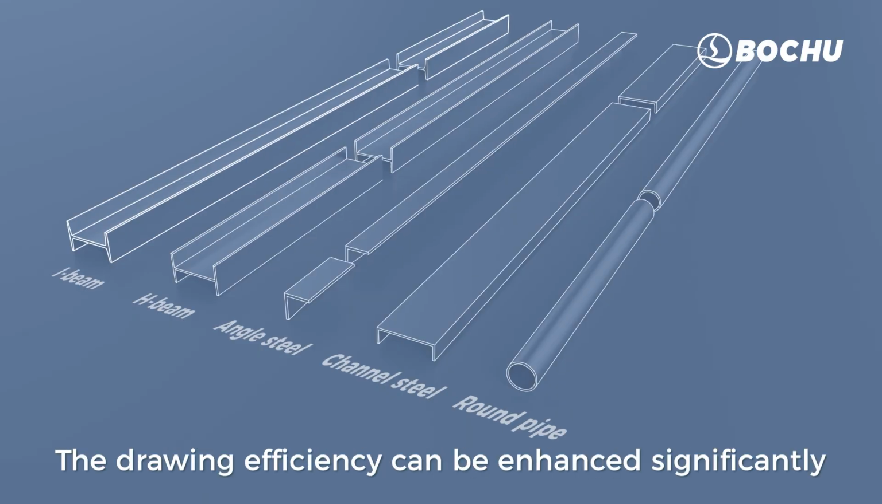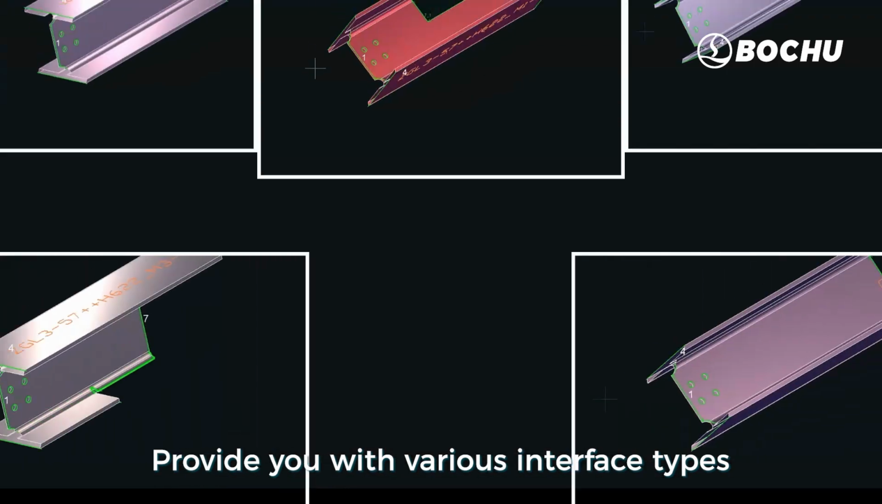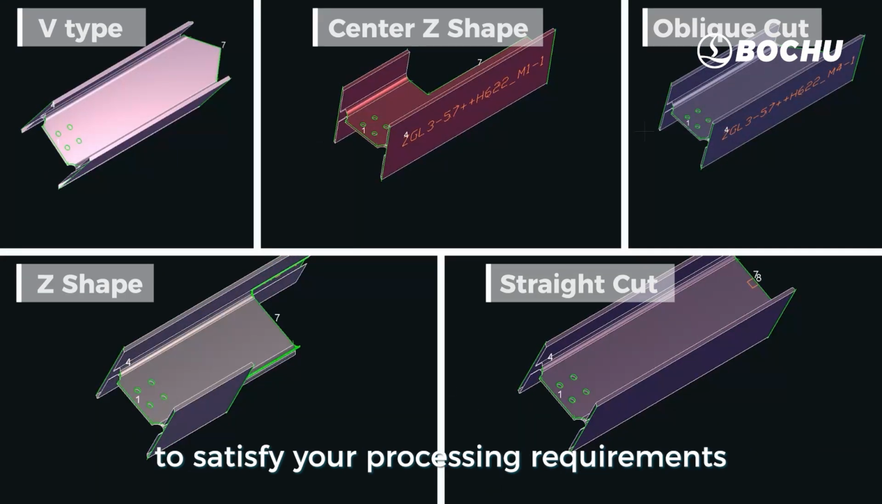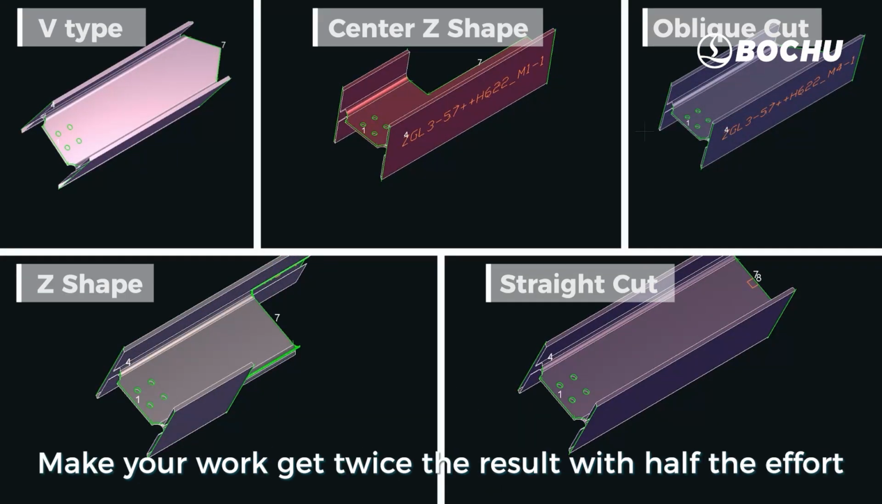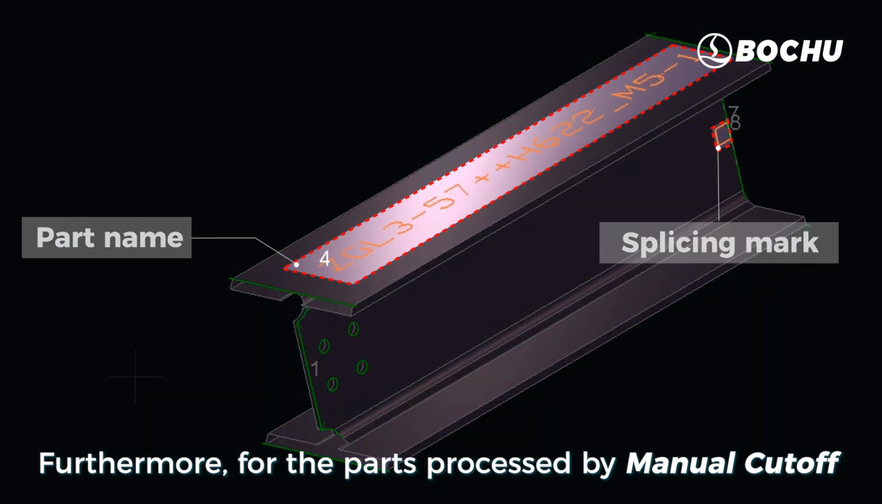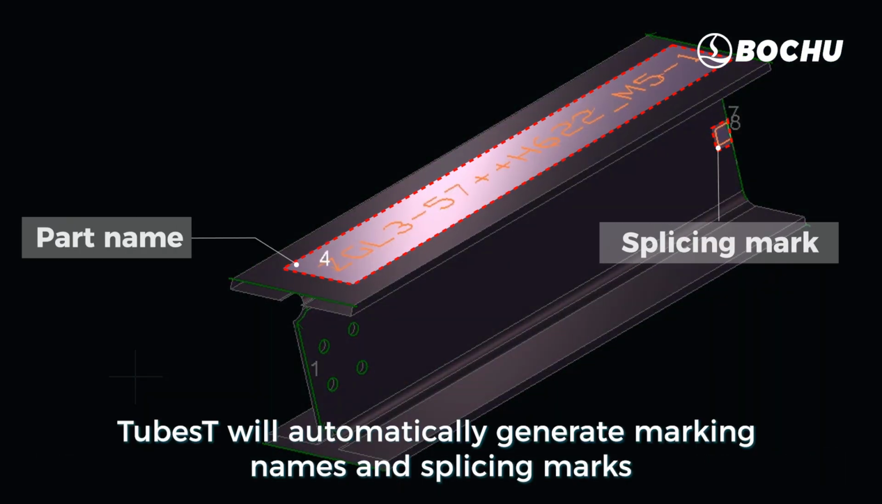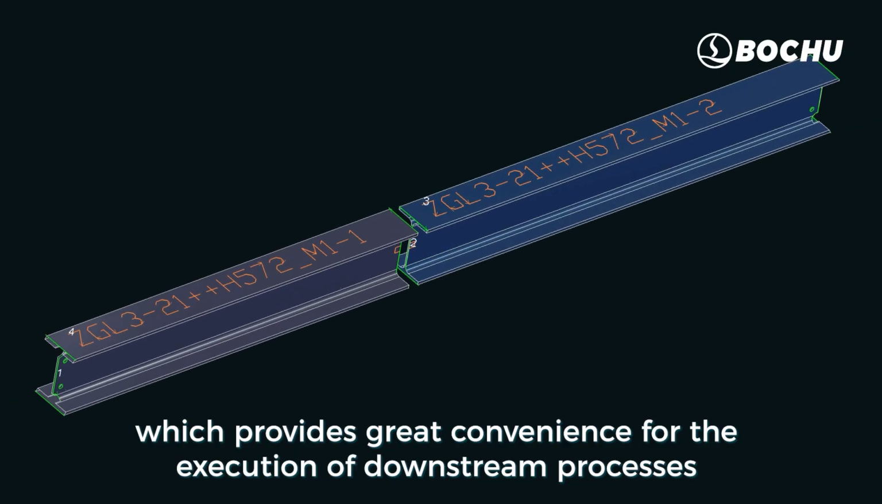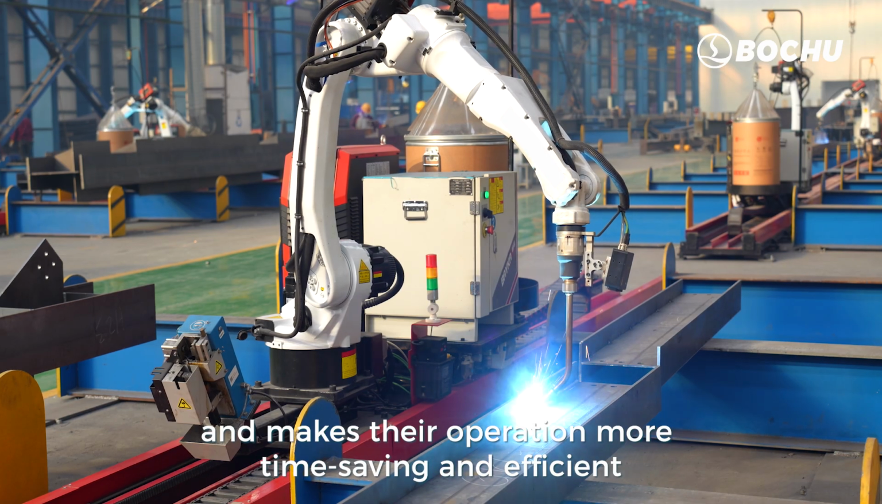The drawing efficiency can be enhanced significantly. It provides you with various interface types to satisfy your processing requirements. Make your work get twice the result with half the effort. Furthermore, for the parts processed by manual cutoff, TubesT will automatically generate marking names and splicing marks, which provides great convenience for the execution of downstream processes and makes their operation more time-saving and efficient.